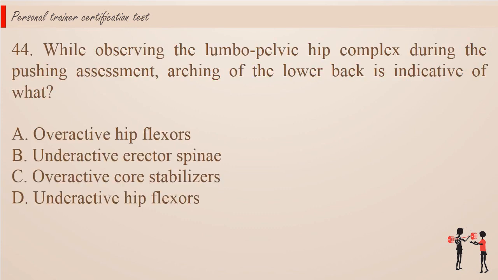Question 44. While observing the lumbopelvic hip complex during the pushing assessment, arching of the lower back is indicative of what? A. Overactive hip flexors. B. Underactive erector spinae. C. Overactive core stabilizers. D. Underactive hip flexors.